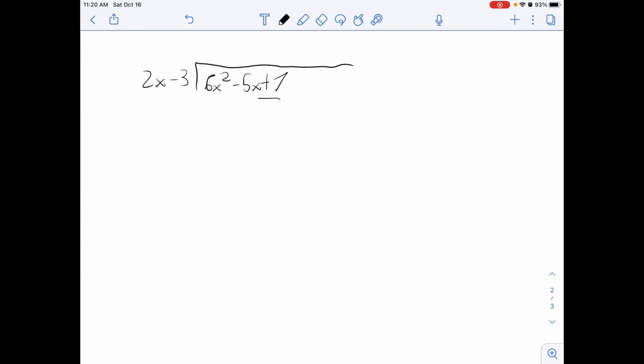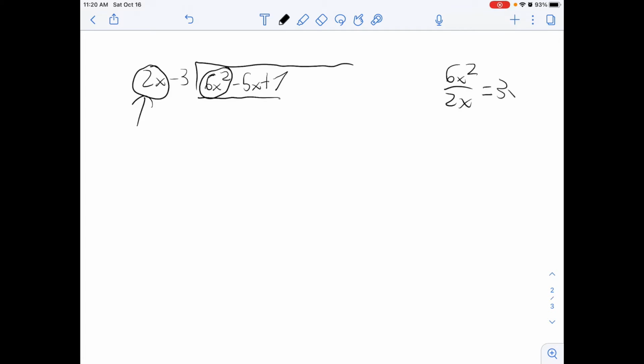So we've got the product under the division sign, and then we've got the divisor on the left of the division sign. The first step is we're going to compare the first term of the product and the first term of the divisor. We need to see what we can multiply 2x by to give us 6x squared. To figure that out, we can simply divide 6x squared by 2x, which equals 3x.